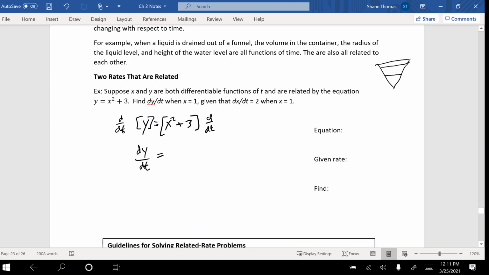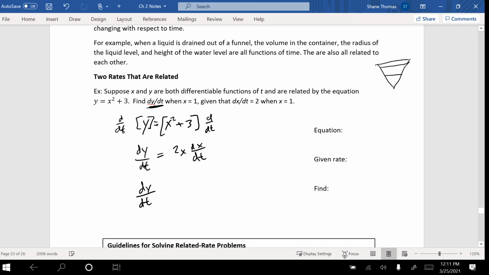All right, now in this case though, everything is with respect to t, right? So this would actually be 2x dx dt. So we have to kind of keep track of your letters here a little bit. So we're looking for dy dt. dy dt is already by itself. Okay, I found what dy dt is. It's 2x dx dt. So what I need to do then, I can plug in what I know.